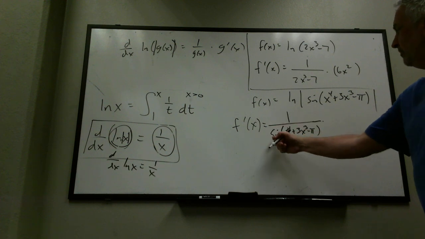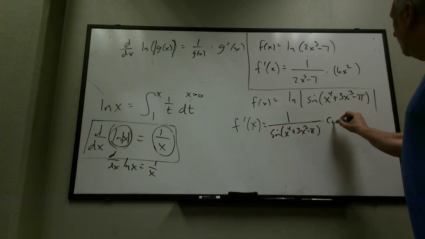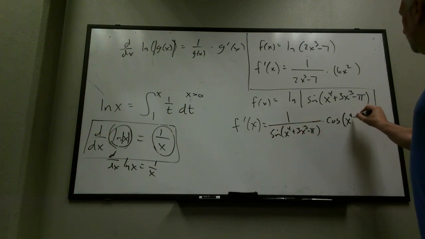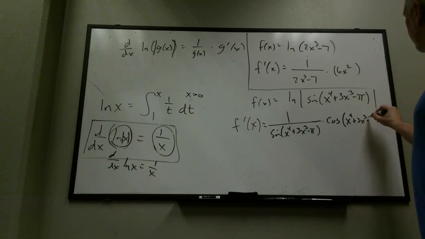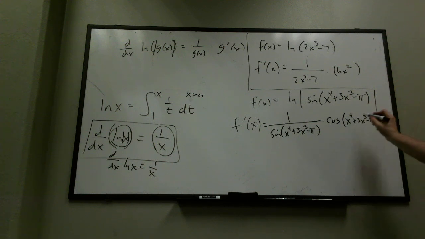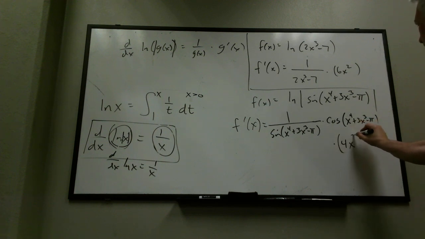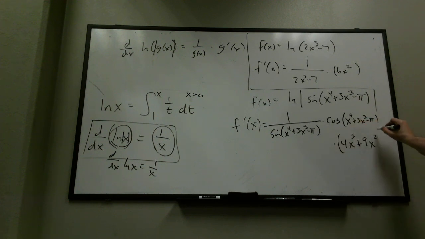So what's the derivative of sine of stuff? It's cosine of stuff, and I've run out of room, times the derivative of that stuff. So that's 4x cubed plus 9x squared. Pi is a constant, so the derivative is 0.